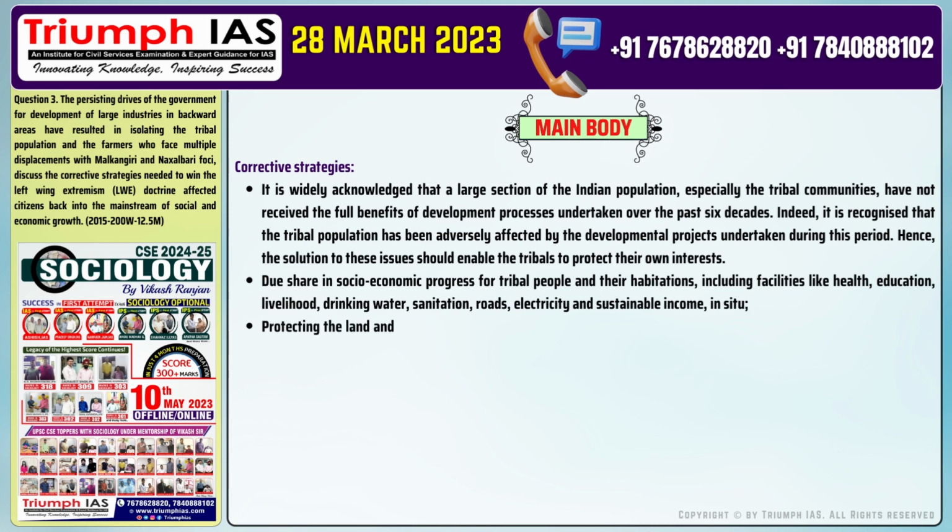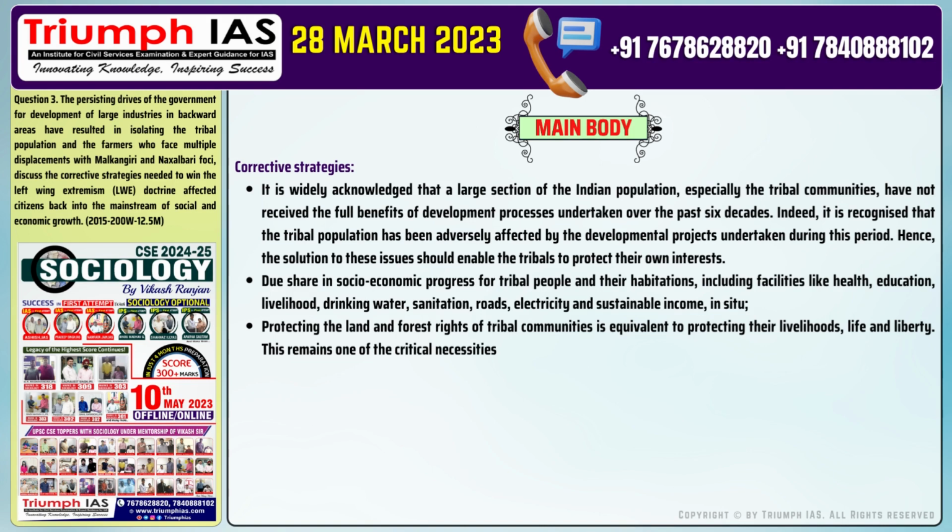Number 3. Protecting the land and forest rights of tribal communities is equivalent to protecting their livelihoods, life and liberty. This remains one of the critical necessities of a welfare state. Therefore, laws protecting tribal land from alienation must be upheld at all costs.